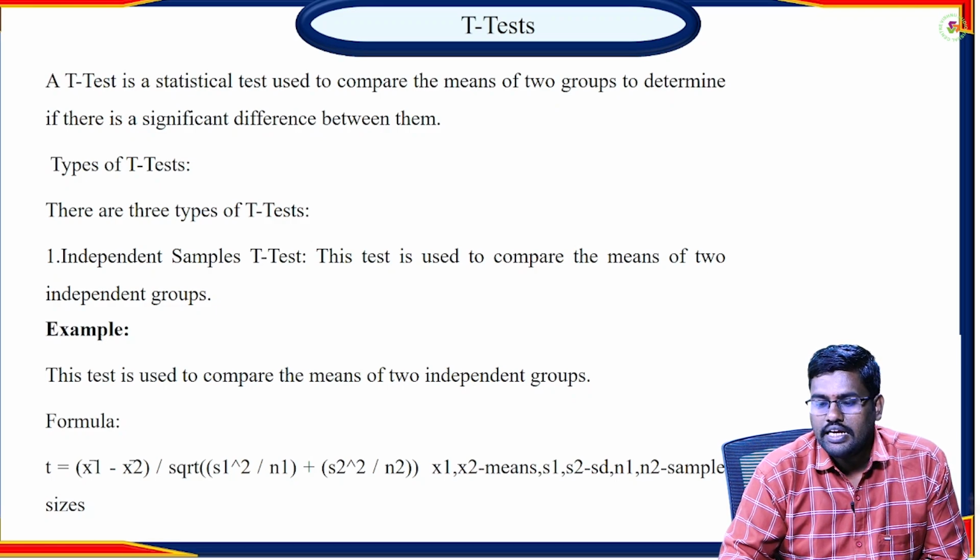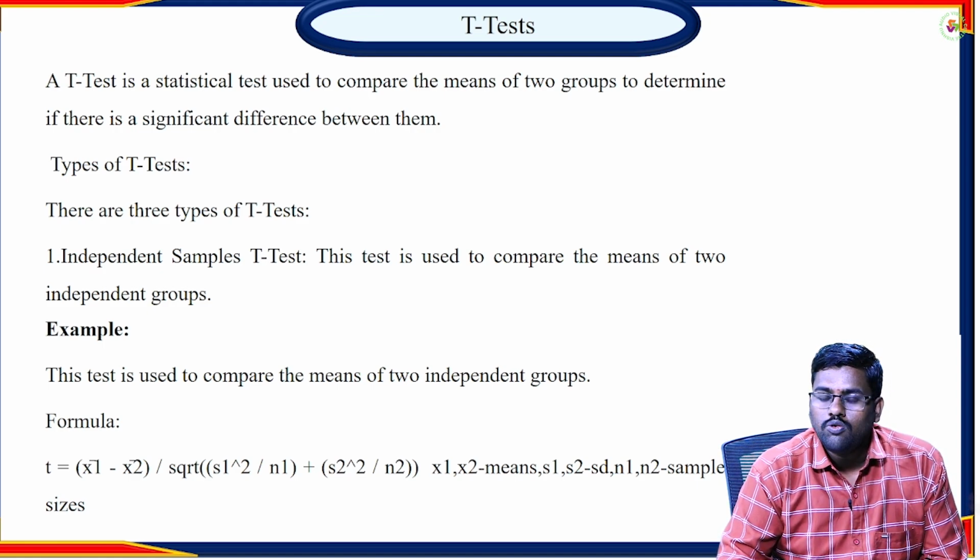Next one is the t-test. A t-test is a statistical test between two groups. How many ways do we have to compare the test between the two values? There are two types of tests. The first one is the independent sample test. An independent sample test is used to compare the means of independent groups.